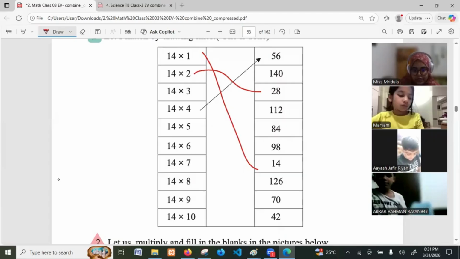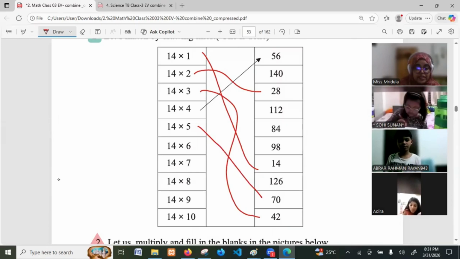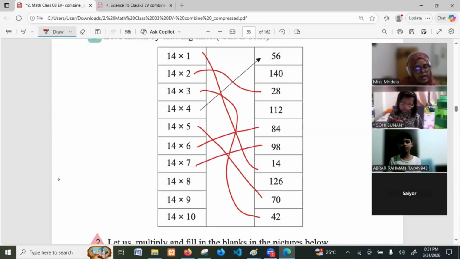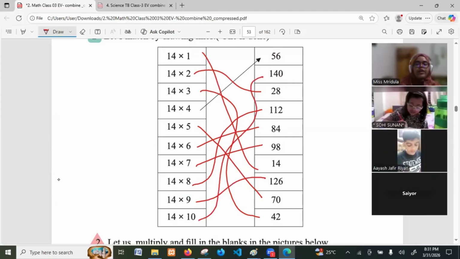42. The last one, and 14 times 4, they have done it already for us. What about 14 times 5? 70. Then 14 times 6? 84. 14 times 7? 98. Very good. 14 times 8? 112. 14 times 9? 126. And the very last one, which is 140. The last one is always the easy one because we just have to put a 0 after it.